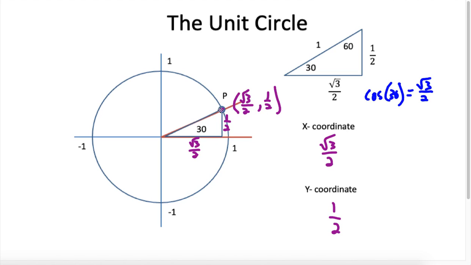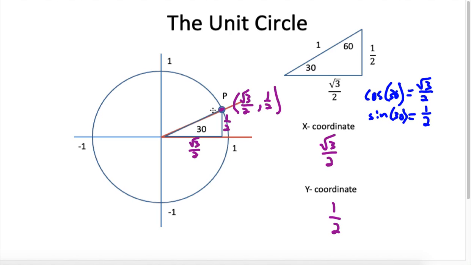That is that actual coordinate point on the unit circle. That's why this is significant, because the actual coordinate point here just tells me the cosine of 30 degrees. We could do the same thing with sine. I could say the sine of 30 degrees would be opposite over hypotenuse, which would just be 1/2 over 1. Again, that tells me that the sine of 30 is equal to 1/2.